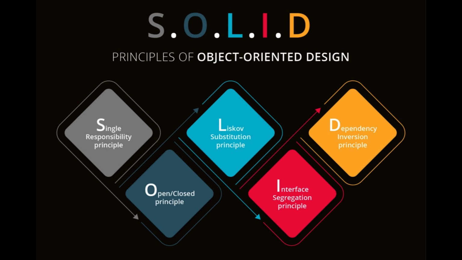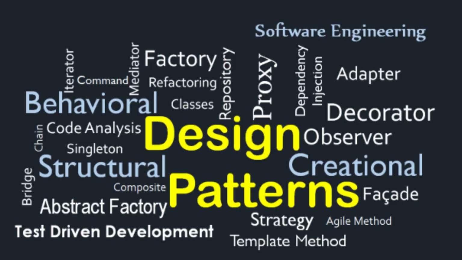The dependency inversion principle recommends that high-level modules should not depend on low-level modules, but rather both should depend on abstractions. Together, these principles guide developers in designing robust and adaptable software systems. So now it is time to discuss design patterns.